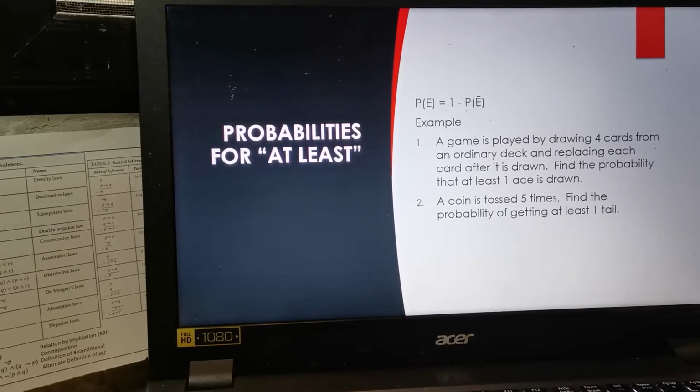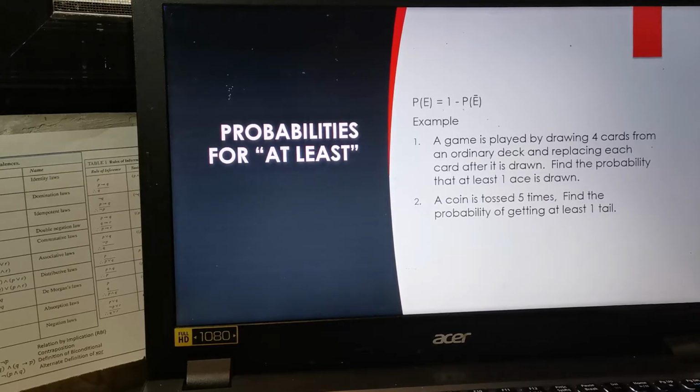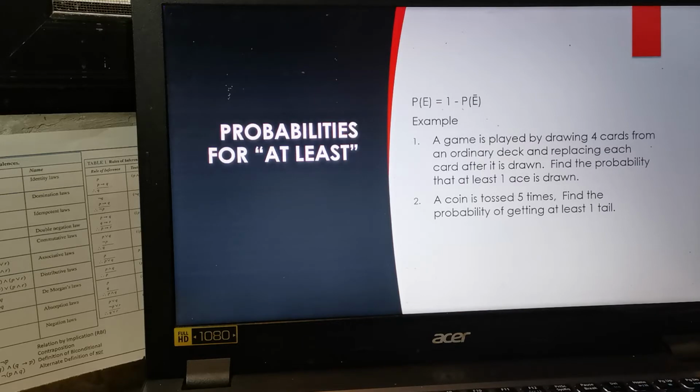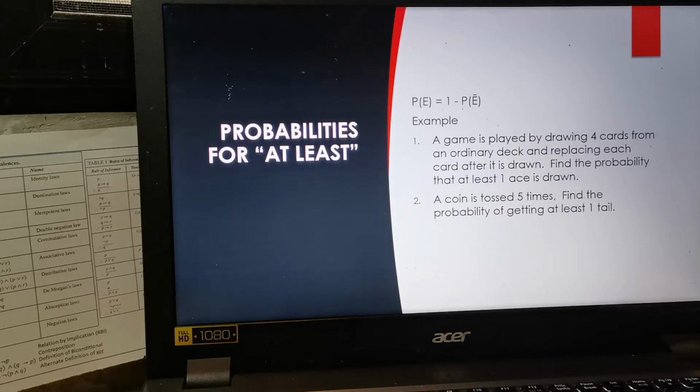Next is the probabilities for at least. Okay? So, ito na yung sinasabi ko kanina na ma-appreciate ninyo yung compatibility events. Okay? Because when we are talking of large numbers of events, kapag medyo marami tayong events, you can actually use the operations for complementary events. Okay, and one of those applications of this complementary events is yung at least. Okay, probabilities for at least.